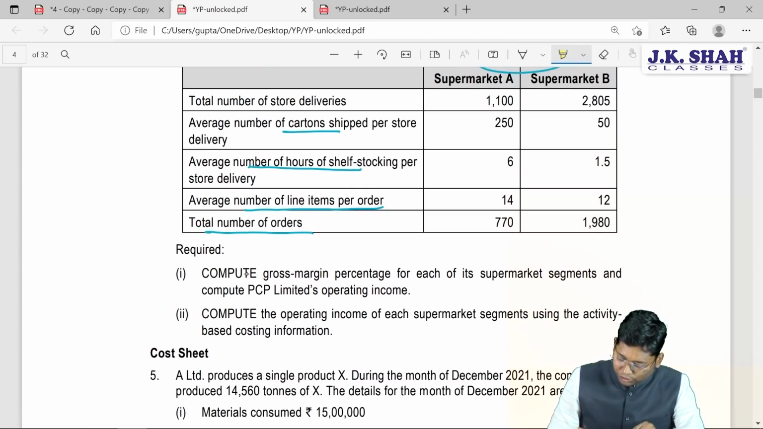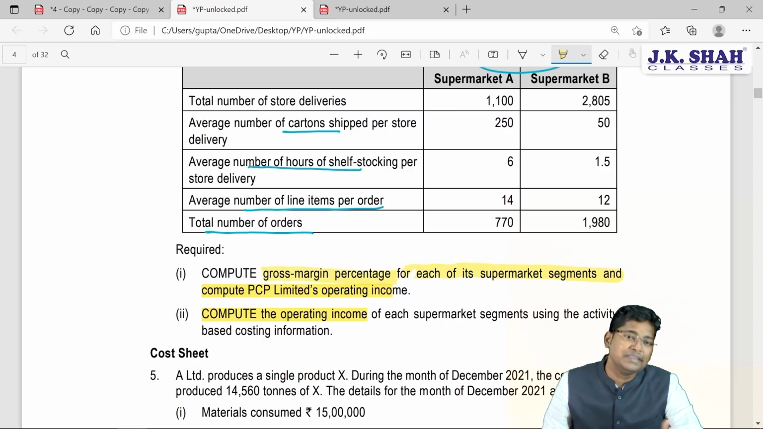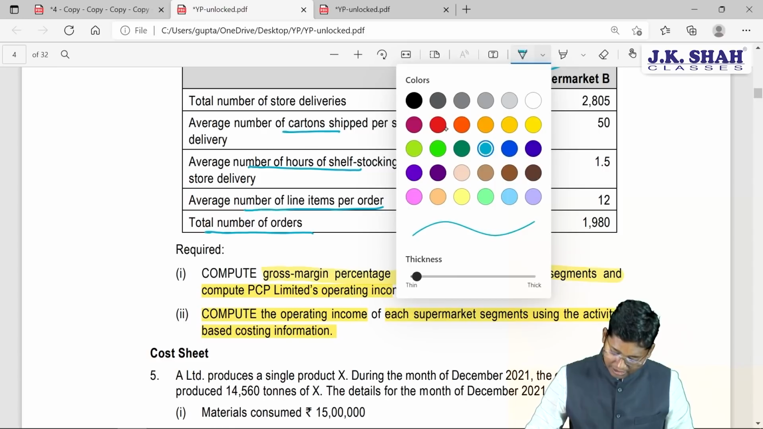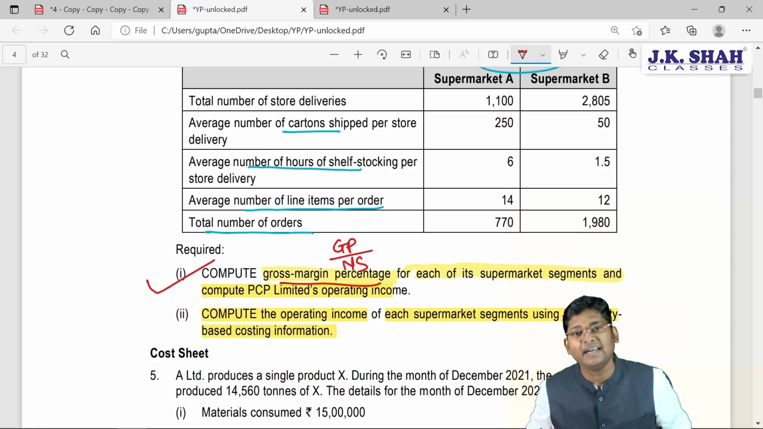Question says you should compute gross margin percentage, that is gross profit ratio for both the supermarkets, right? Then as well as you should compute the operating income. Sir, what is operating income? Your gross profit minus other expenses gives you your operating income for each supermarket segment using the activity based costing information. As far as your first point is concerned, which clearly asks us to calculate the gross margin, for gross margin computation we should have 2 items available with us, and they are gross profit and net sale.